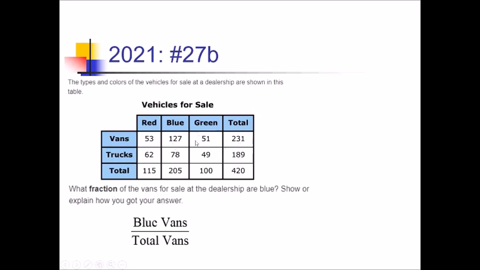So that would be 127. That's the blue vans divided by the total vans of 231. And you can try it on the calculator, but this one can't really be reduced, so we're going to leave it as that.